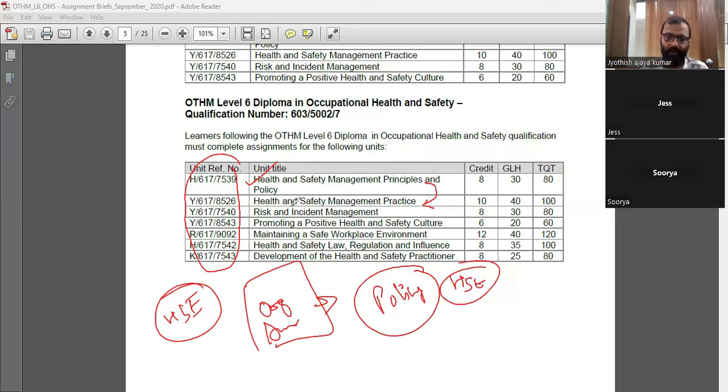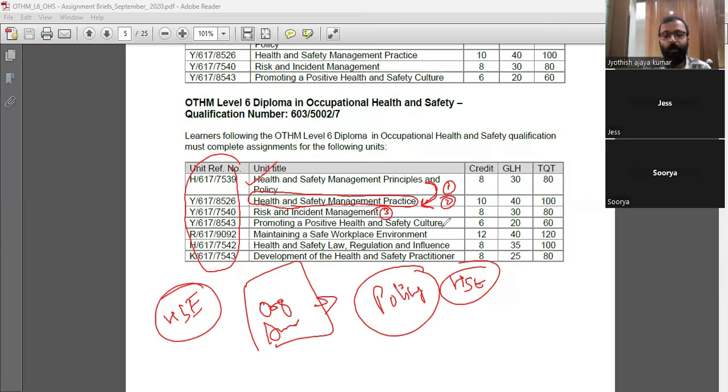With respect to that policy only, we will be practicing health and safety management practice. That means the normal day-to-day activities would be developed with the help of this HSE policy. So the HSE policy is the first thing. The next thing is your health and safety management practice. The third thing: while you are practicing, while you are doing the job in the organization, there will be a lot of risk. So you have to manage the risk. That is the third thing.